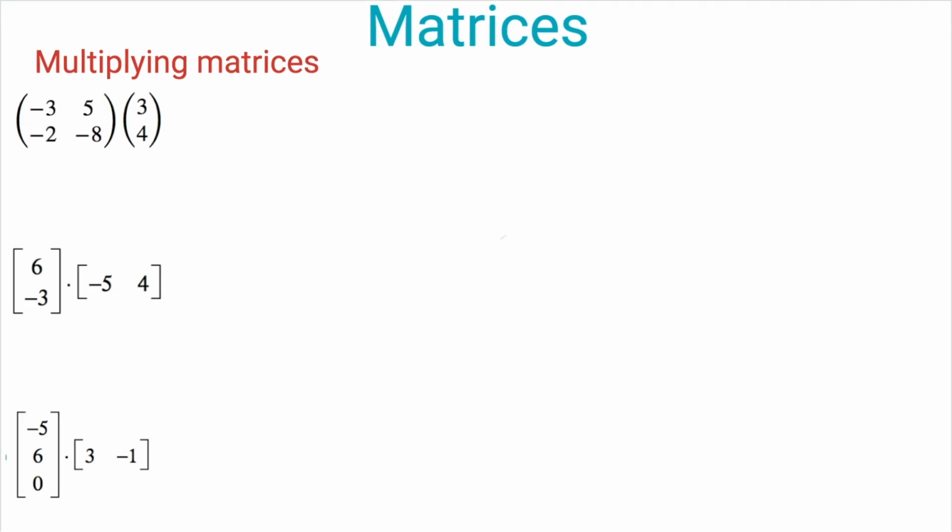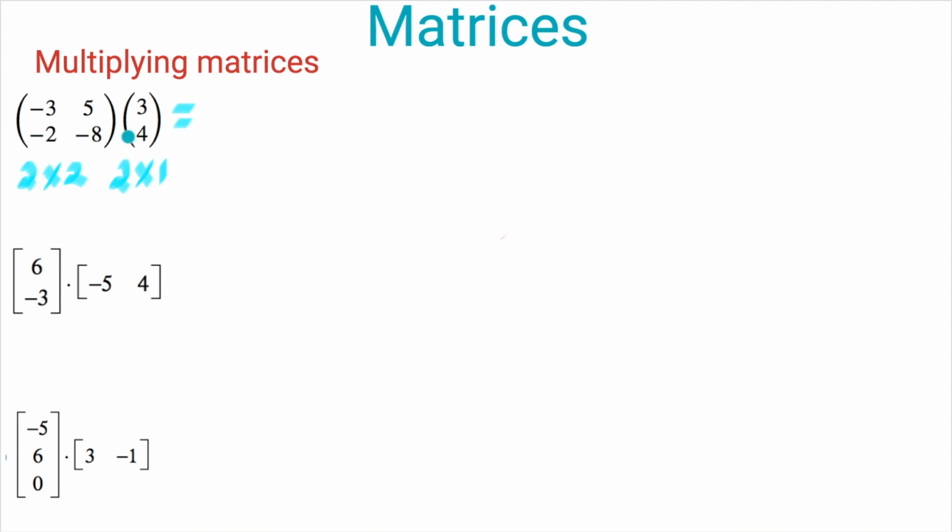So let's go through a couple of examples where we're going to be multiplying matrices. In the first example here, I'm going to be multiplying a 2 by 2 matrix by a 2 by 1 matrix. If you forgot how to tell how many rows and columns it has, the first number always tells you the number of rows.